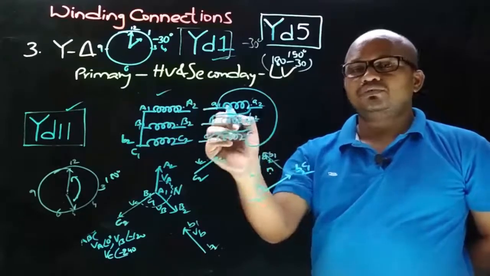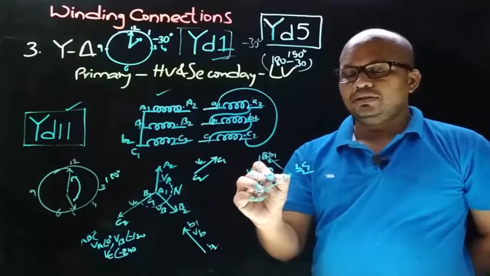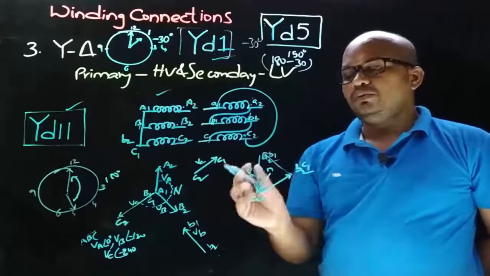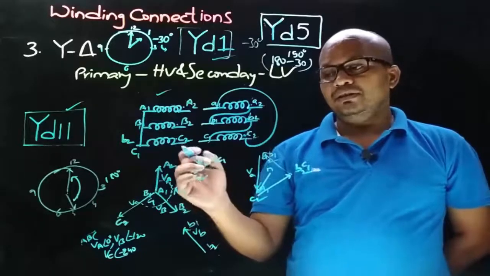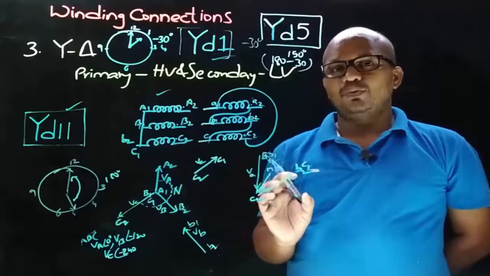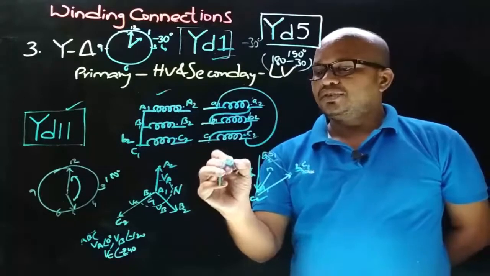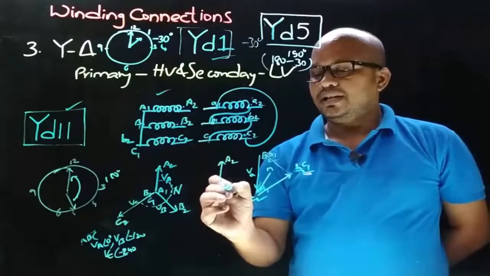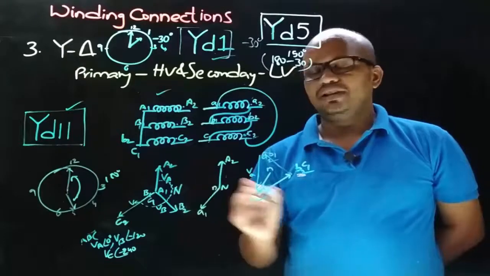And now we need to decide the phase to neutral voltage of delta connection. Here the connections are taken from A1. Therefore the phase to neutral voltage will be A1n. Now superimpose this diagram on this and observe the primary side phase to neutral voltage and secondary side phase to neutral voltage. Therefore the primary side phase to neutral voltage and secondary side phase to neutral voltage will look like this.